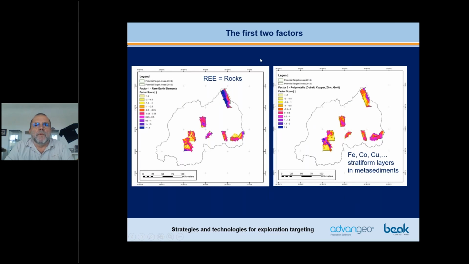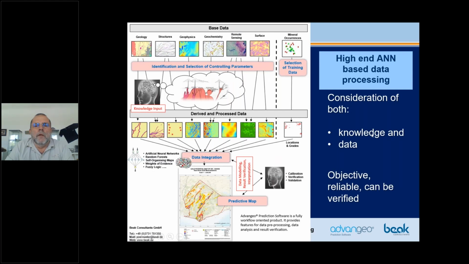So then, returning to the maps, we create these maps with the factors, the rare earth factor, the copper cobalt factor, indicating this belt here, for instance, and this here. But then if you compare it with the artificial neural network, we see the neural networks are much sharper, but they require training data.